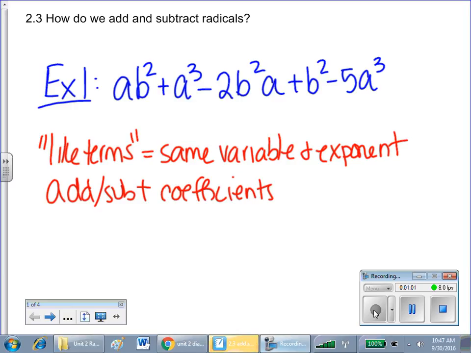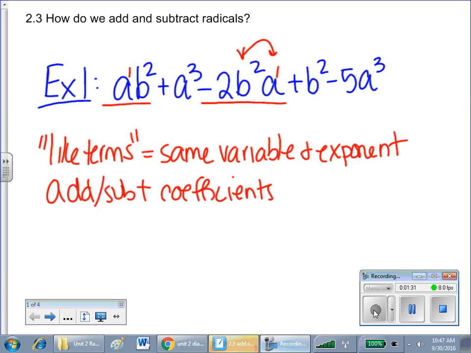So let's start with just identifying what the like terms are here. So I have an a to the first b squared. Where else do I have an a to the first b squared? Well, that's a cubed, then negative 2b squared a. Well, that's an a to the first and a b squared. It's okay that the order is different because it's multiplication. When we multiply, the order doesn't have to be the same. Okay, so that's a pair of like terms.